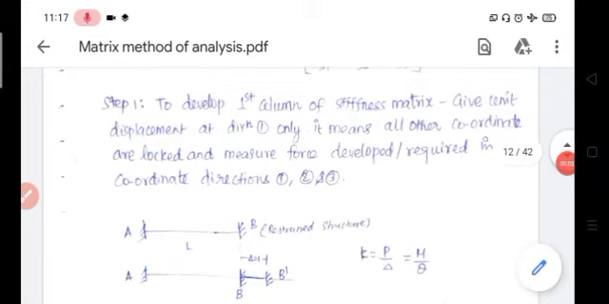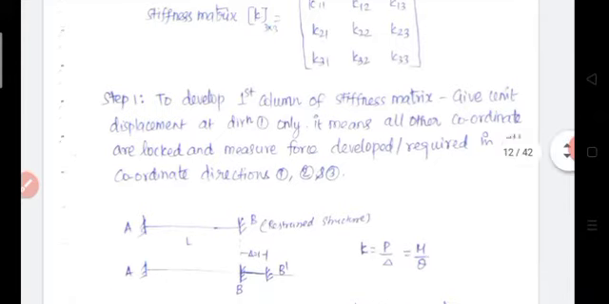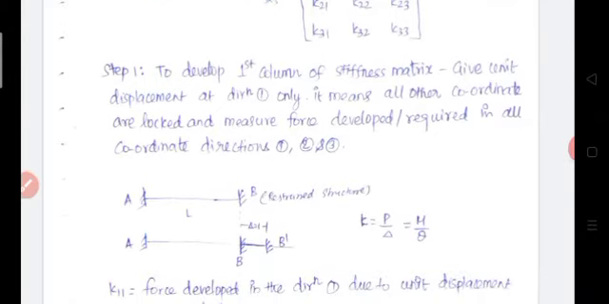The first step is to develop the first column of the stiffness matrix. Give unit displacement at coordinate direction 1 only, which means all other coordinate directions are locked. In this problem there are 3 coordinates, so we provide only unit displacement along coordinate direction 1. The other two displacements are arrested, and we measure the force developed in all the coordinate directions 1, 2 and 3.